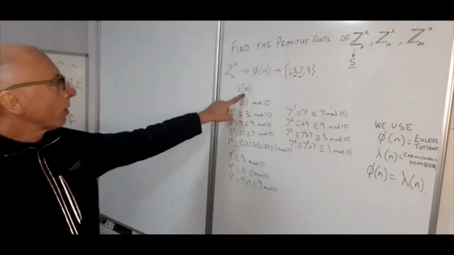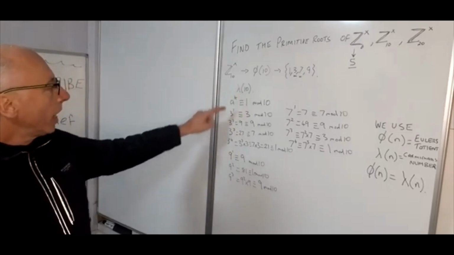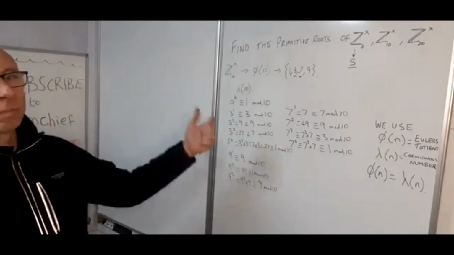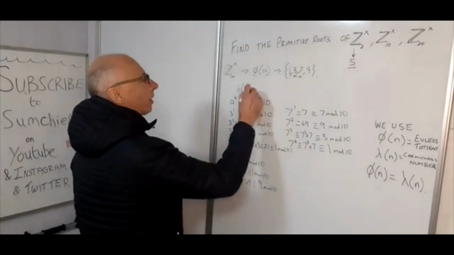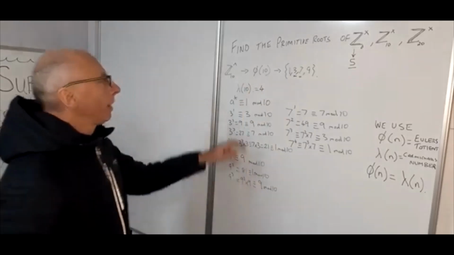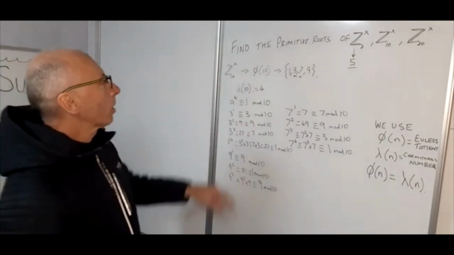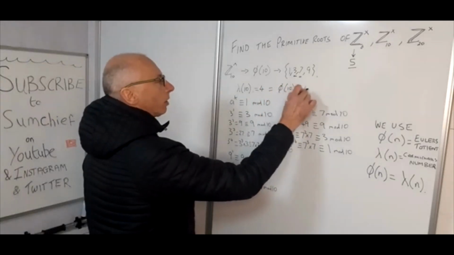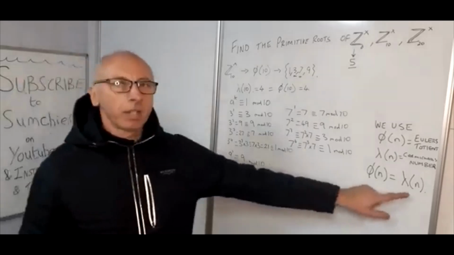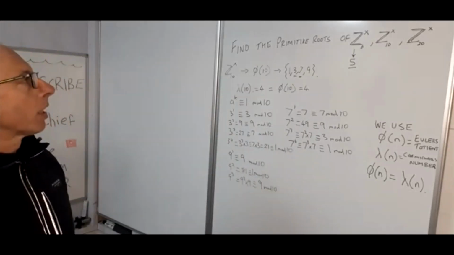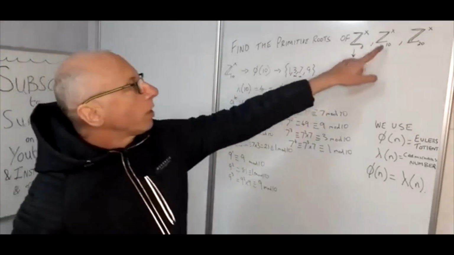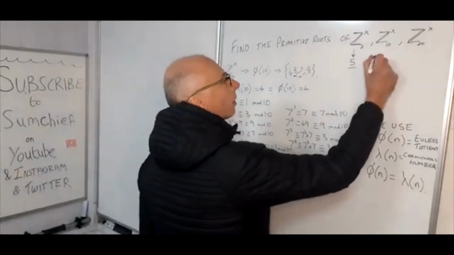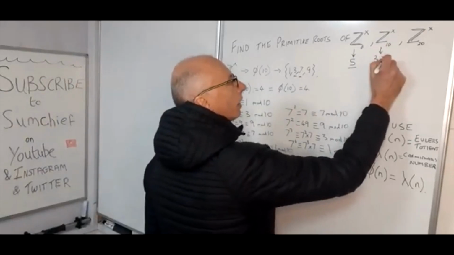Now just to check Carmichael's number here, lambda of 10 is going to be 4, because that's the lowest power at which we can generate all the members of the set. So this one equals 4. And again, this lambda of 10, Carmichael's number, is equal to Euler's Totient number of 10. So we've satisfied this as well. So therefore we can say the generators of this function, the primitive roots, are going to be 3 and 7.